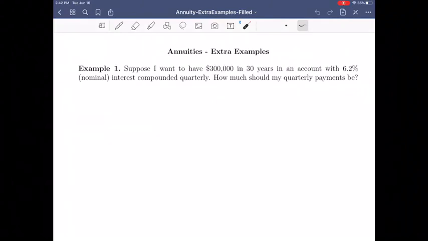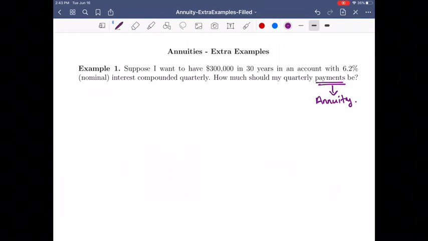In this video, we're going to do some extra examples with annuities. So let's begin. Suppose I want to have $300,000 in 30 years in an account that has 6.2% interest compounded quarterly. How much should my quarterly payments be? I'm going to be depositing some amount each quarter. So I'm making payments. This is what tells you that you're dealing with an annuity.